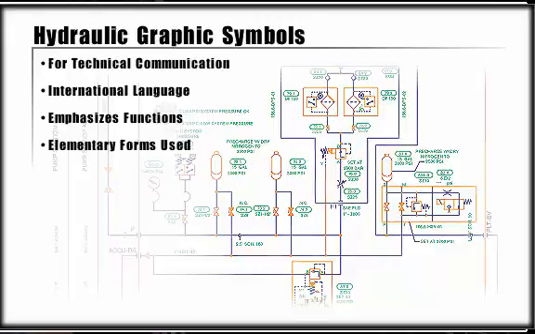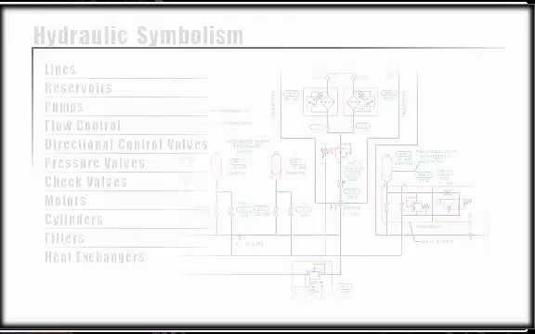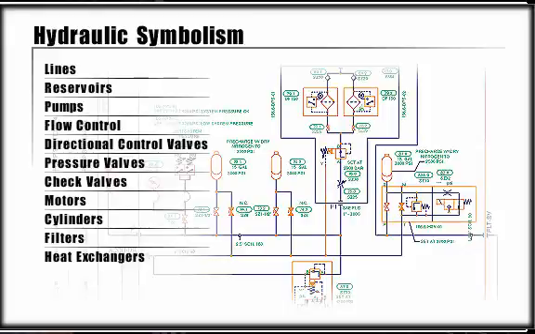design. The elementary forms of symbols are circles, squares, triangles, arcs, arrows, dots, and crosses. Click on each of the following categories to see how these common hydraulic graphic symbols are logically constructed, giving symbolic representation of its component.